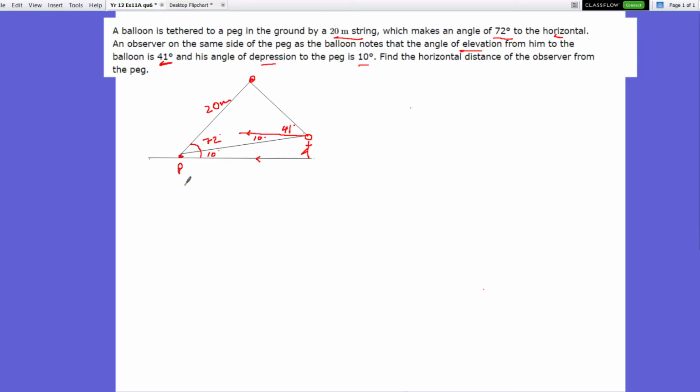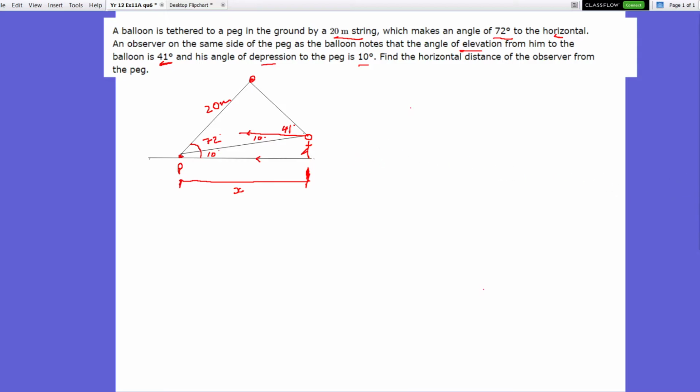Okay, and what we need to find is the horizontal distance from this fella to the peg. So the horizontal distance from there to there, which I'm going to call X. Okay, happy days. We've got it all set up. What we can do now is draw another diagram of this triangle and pull the information out, and then work out what we have got and which rules we can use.